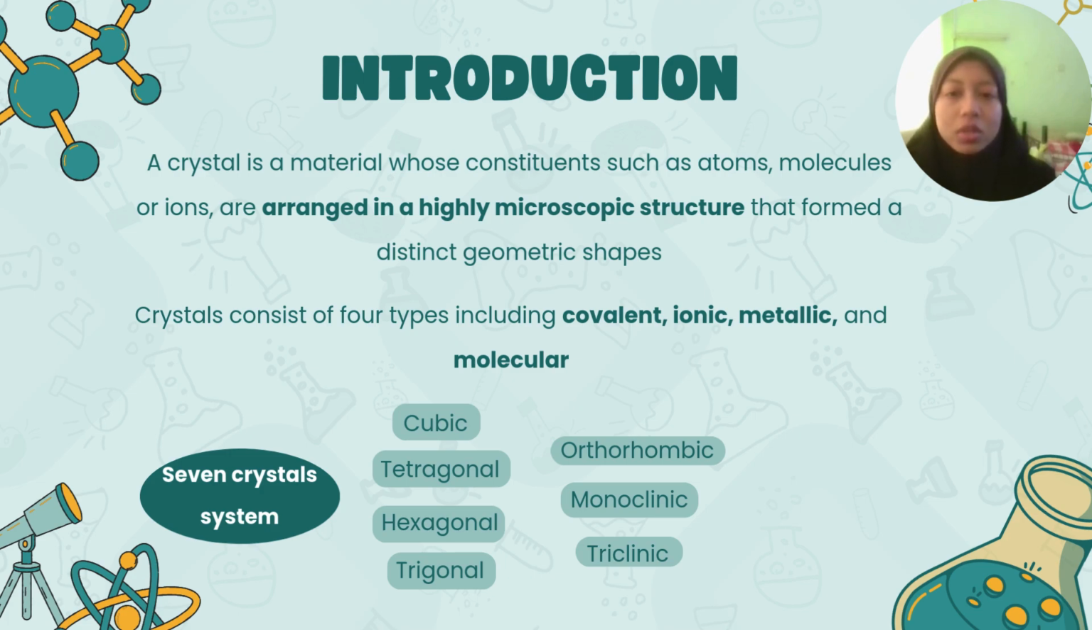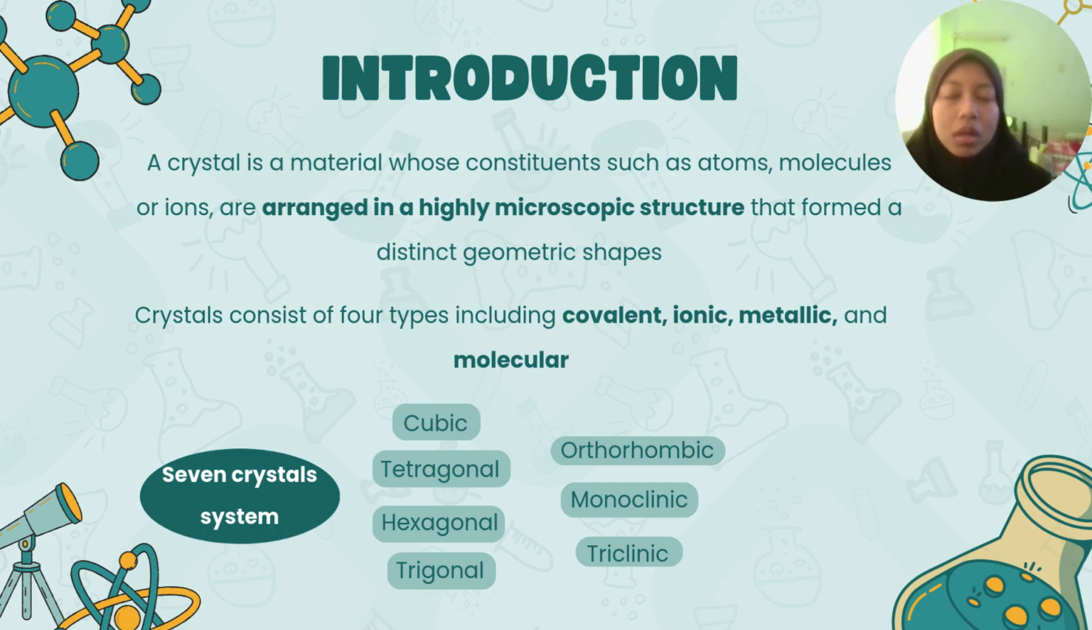Now I will start with the introduction with the crystal meaning. Crystal is a material in which its basic components, such as atoms, molecules, or ions, are arranged in a highly ordered microscopic structure, and they also arrange in a repeating 3D network, giving them distinct geometric shapes. Crystals can also be classified into four main types based on the type of bonding involved. These include covalent, ionic, metallic, and molecular, and each type has different structural characteristics and physical properties.